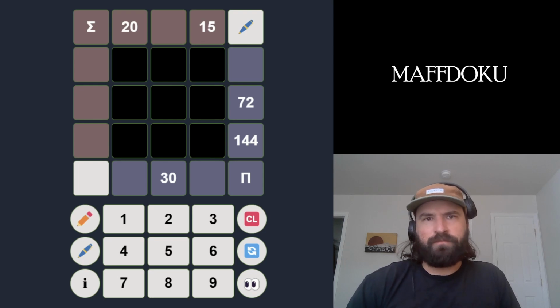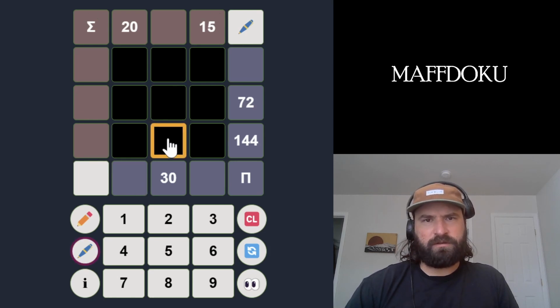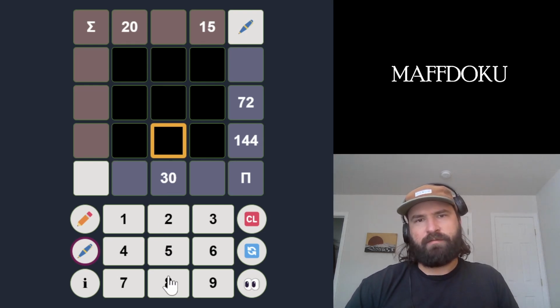Let's smash a Maffdoku. We got to fill in these 9 black boxes with the numbers 1 through 9. Purple clues are products, brown clues are sums. So these 3 numbers have to multiply to 30, which means they have to have a 5 in them because 5 goes into 30. And then what we're left with after we divide by 5 is just 6. And that could be 6 and 1 or 2 and 3.